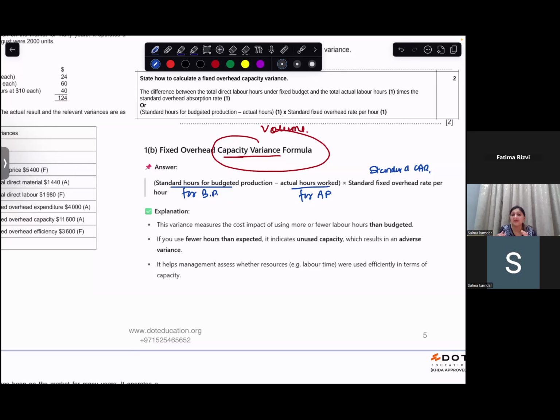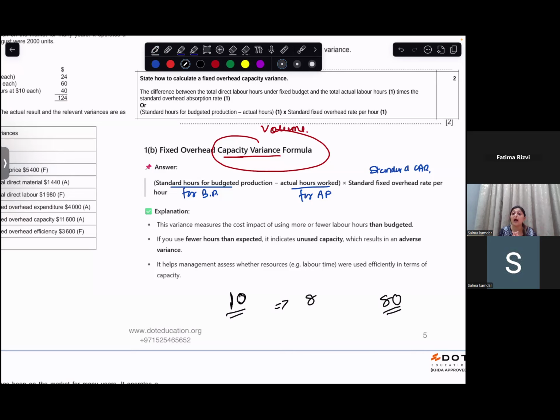So the capacity variance is actually telling us that if you have 10 laborers, for example, and every laborer is going to work for 8 hours, they should actually work for 80 hours. This we do as per the budgeted production. We hire our employees keeping our budgets in mind. Then we have our actual production happening.